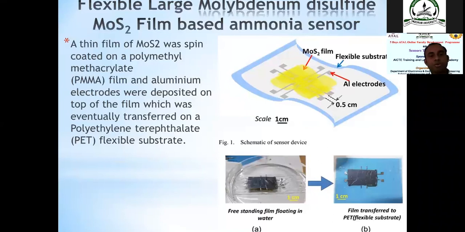Now we have a MoS2 thin film based ammonia sensor. Different publications have been done, and fabrications have also been done, to prepare a flexible ammonia sensor. Flexible means it can be easily tested, maybe on the body of a human, or on the body of a robot, or in any place. If it is flexible, it can be easily placed.